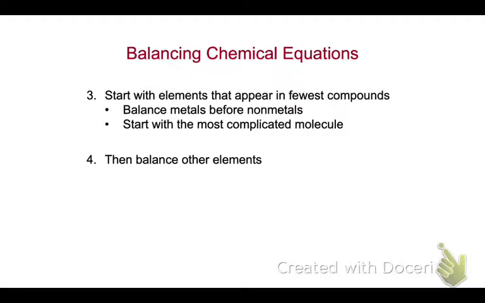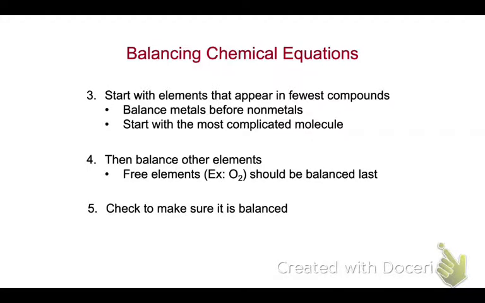Then we balance other elements, and free elements like oxygen gas, for example, should be balanced last. We check to make sure that it is balanced, and I will show you how we check our numbers to make sure that our balance is correct. And we reduce the coefficients to the lowest whole numbers, so we get rid of any fractions if balancing had led us to fractions.